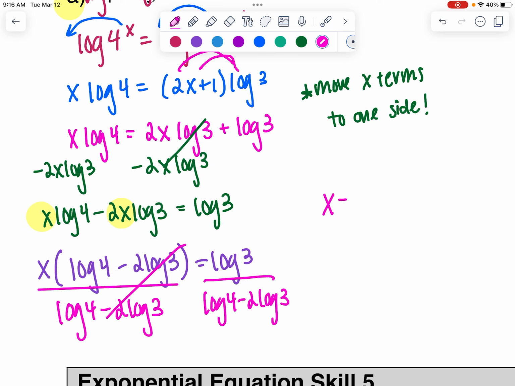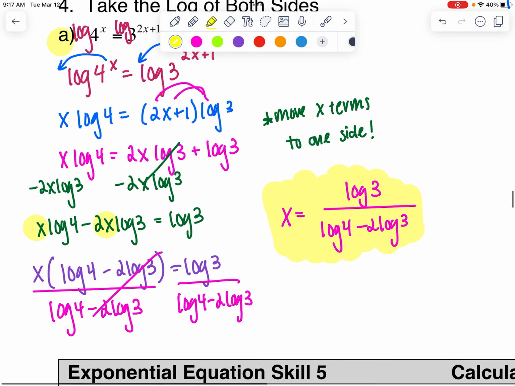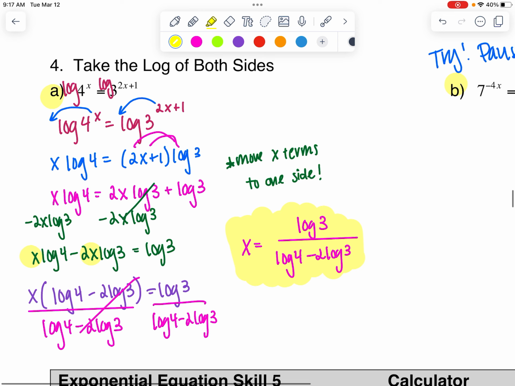So we're left with this big bad boy of log of 3 all over log of 4 minus 2 log 3. And you're done. Yay! We did it. All right, let's go ahead and tackle part B.